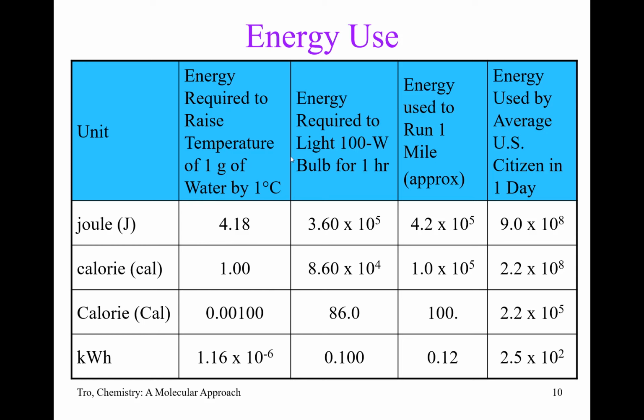Right, then the rest of the table just starts to make energy more tangible. Let's just do this one, for example. Energy used to run 1 mile, right? 4.2 times 10 to the 5th, right? 10 to the 6th would be 1,000,000. So this is 420,000 joules. Hence why they're usually reported as kilojoules.